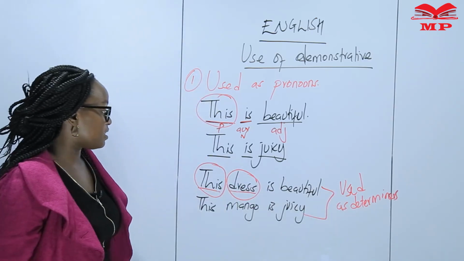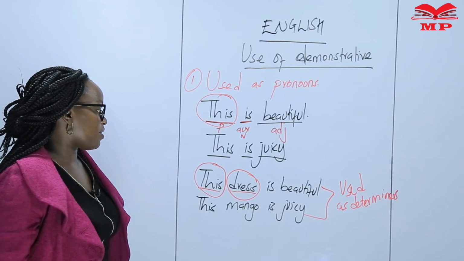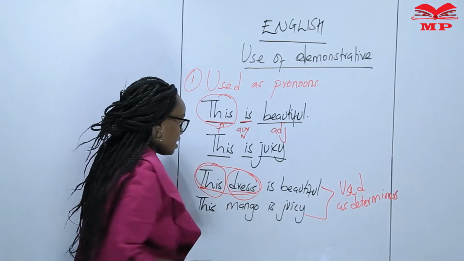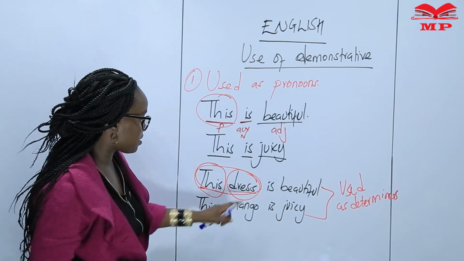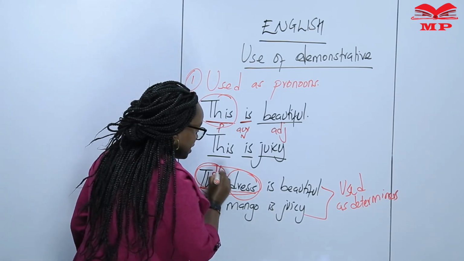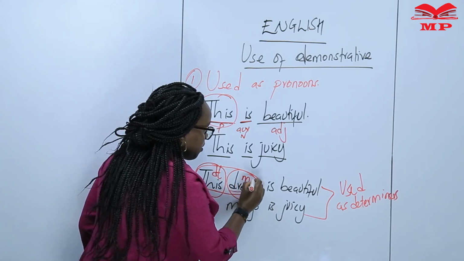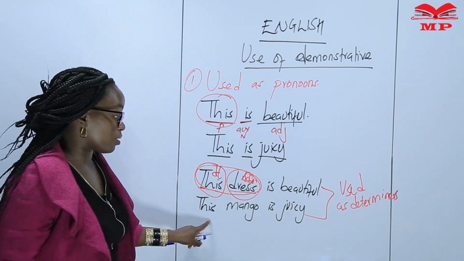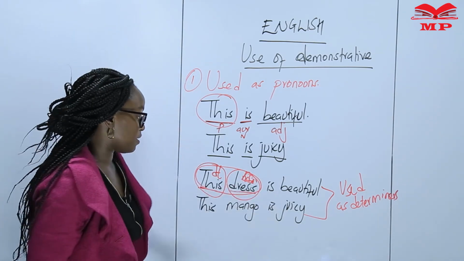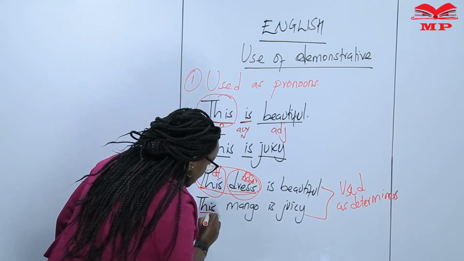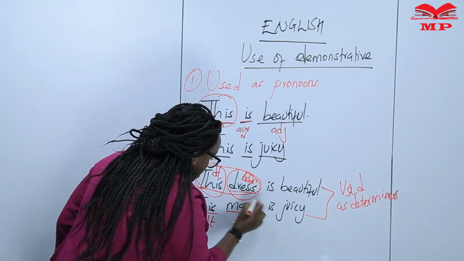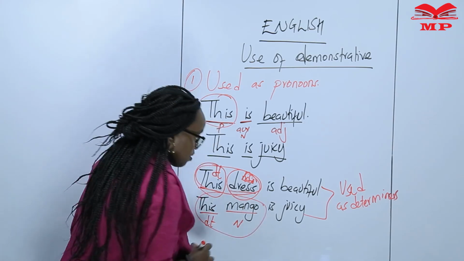For example, in this sentence, if you had been asked to identify the noun phrase, this would be part of the noun phrase, and then you would say that this noun phrase actually consists of a determiner and a main noun, which is dress. You'd also do the same for this one. This mango is juicy. This becomes a determiner that is used to introduce the noun mango. Therefore, this is actually a noun phrase.